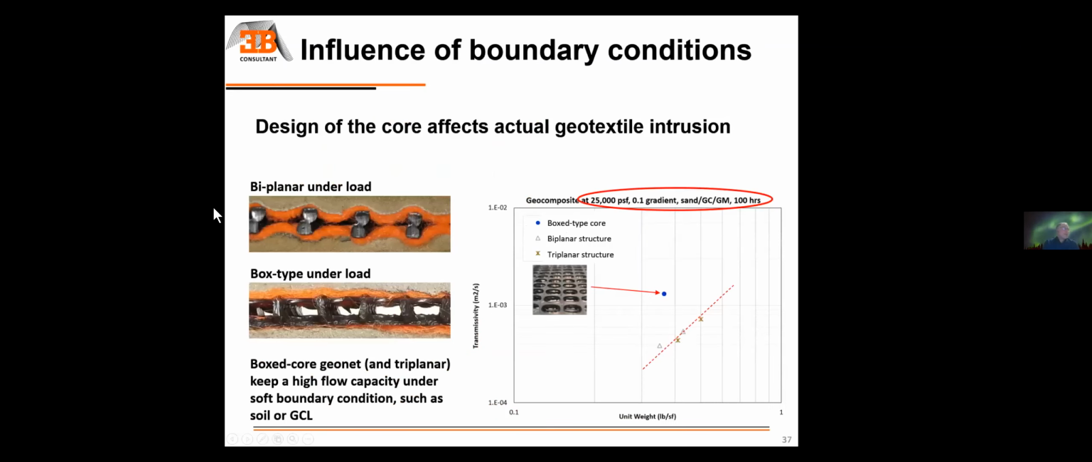So examples here on how the core of a product can affect the flow capacity. You can see here on top a thin biplanar geocomposite between two geotextiles and two soil layers. And you can see that basically there is not much space available anymore for flow. So this product, if it were tested between two rigid plates, would deliver some level of performance. When tested between two layers of soils, it is going to give a completely different level of performance. So not only the stress, but also the boundary condition are going to influence tremendously the flow capacity.